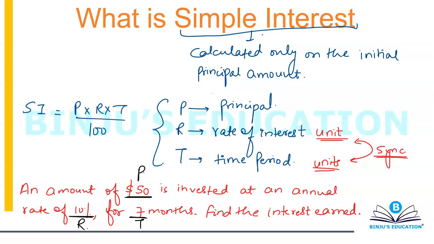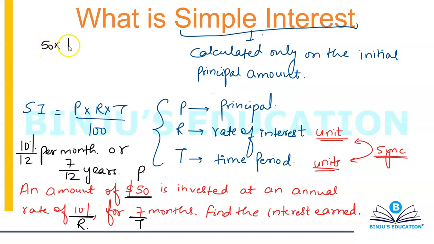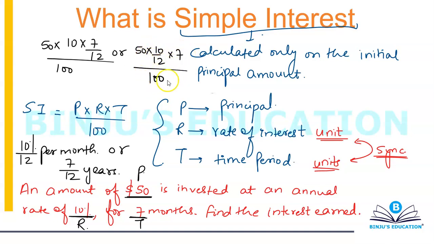That would be incorrect. So what you will do is either convert this 10% per year to 10 by 12% per month, or convert 7 months to 7 by 12 years, because the units have to be in sync with each other. So now you can say that your simple interest will be 50 into 10 into 7 by 12 divided by 100, or you could have done it like 50 into 10 by 12 into 7 divided by 100. Either way, do not convert both of them. So we need to ensure one thing while calculating simple interest, that the unit of rate of interest and the time period have to be in sync with each other.